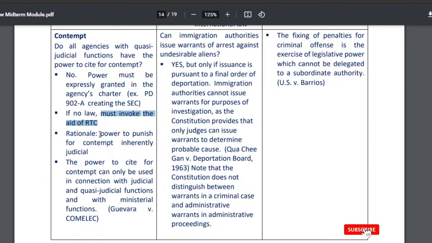Okay, so what is the reason for this? Power to punish for contempt inherently is judicial. So this is inherently judicial ang power to cite another person for in contempt.